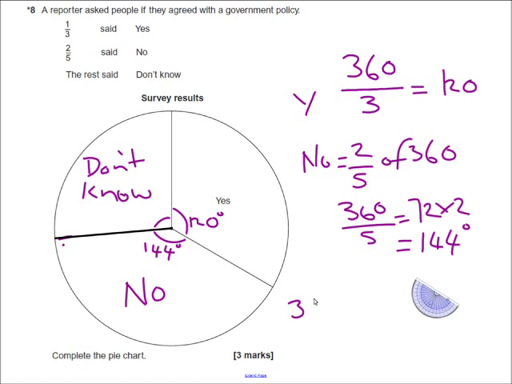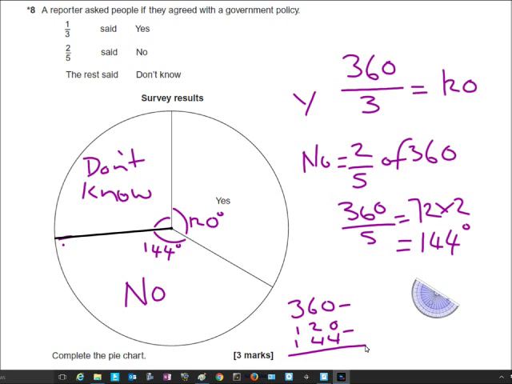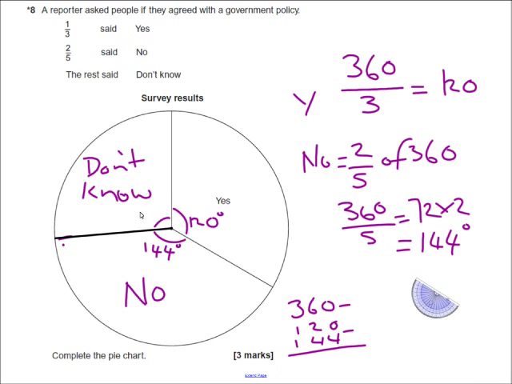Now, knowing that a circle always adds up to 360 degrees, you just need to take away 120 and the 144. Doing that on your calculator will tell you end up with 96 degrees. So this angle here is 96 degrees, and that looks about right as well.